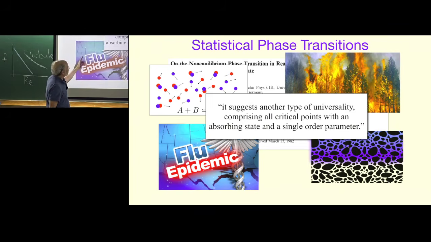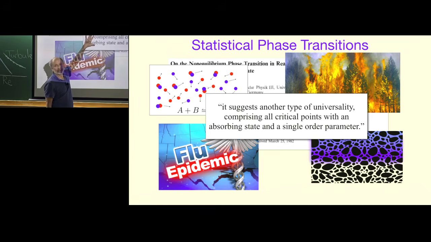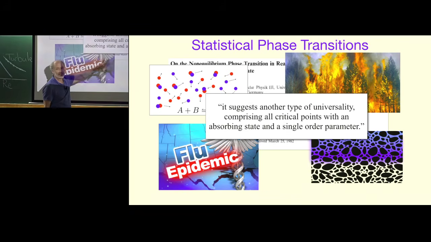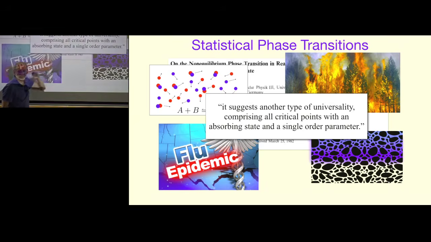And just a quote from the paper, it suggests another type of universality comprising all critical points with an absorbing state and a single order parameter. So I have to explain all those words, but that's the idea: there's a kind of universality associated with these systems. Let's look at the forest fire example. It's not like that. It's a different kind of example.